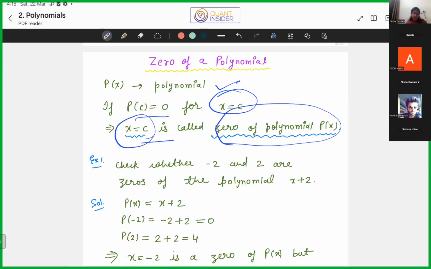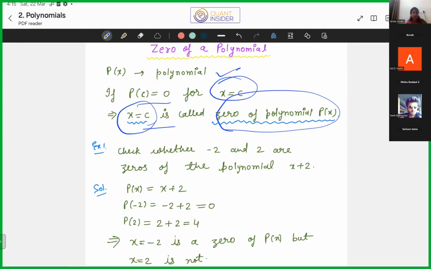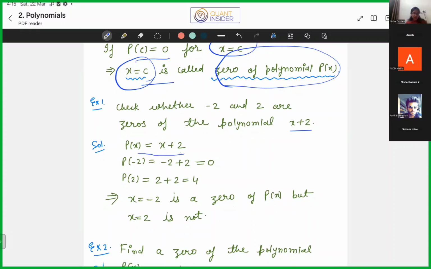For example, suppose you have given a polynomial x plus 2, denoted by p(x) equal to x plus 2. Now you have to check whether minus 2 is a zero or not. So what do you have to do? You will put minus 2 in place of x. So p of minus 2 is minus 2 plus 2, equal to 0. So p of minus 2 is 0. This means that minus 2 is a zero of the polynomial.